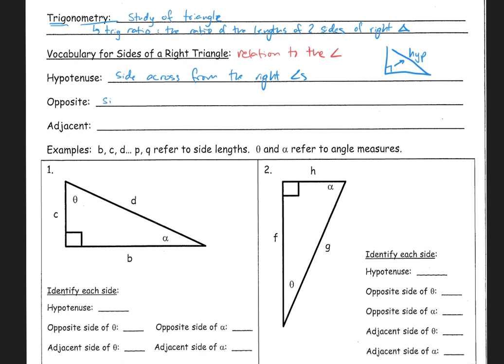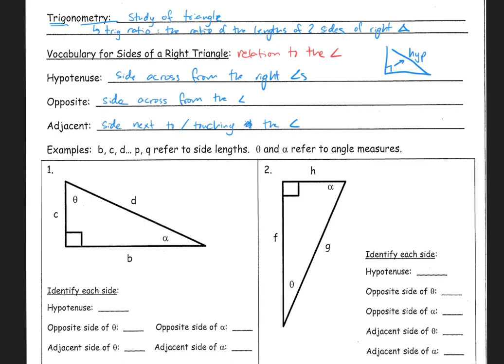The opposite side is the side across from the angle. And the adjacent side is the side next to. Next to or touching. So it is either one next to it or it's touching it. Can't spell today, guys. It's okay, though. Next to the angle.